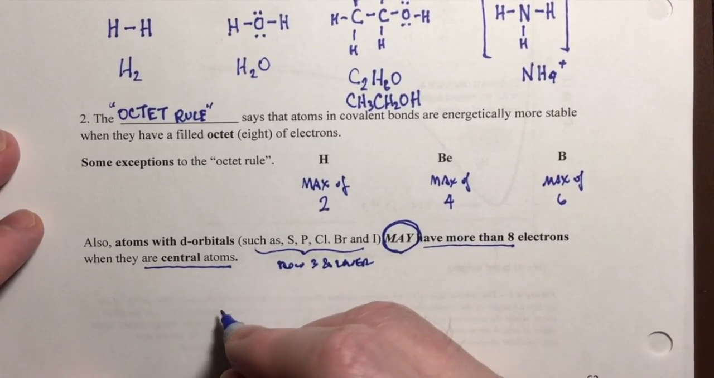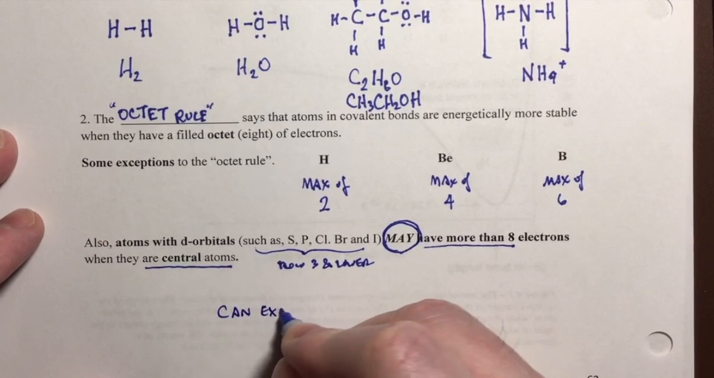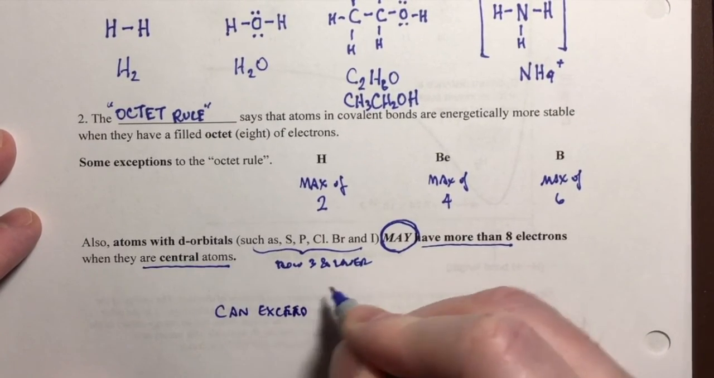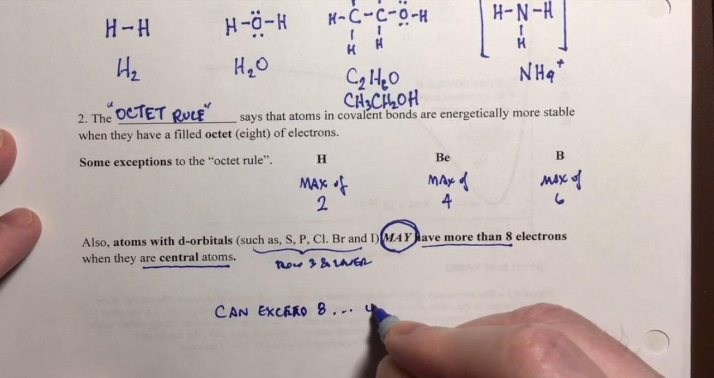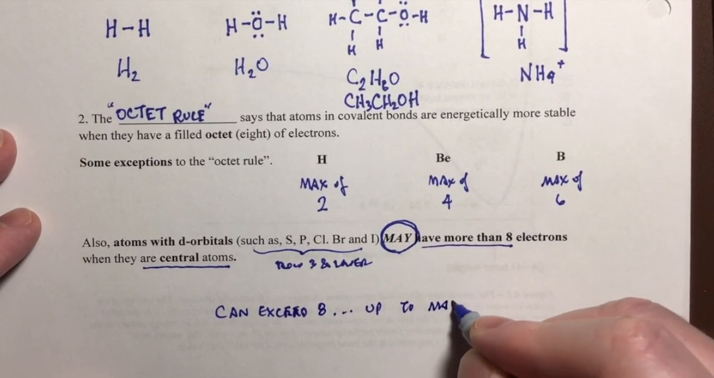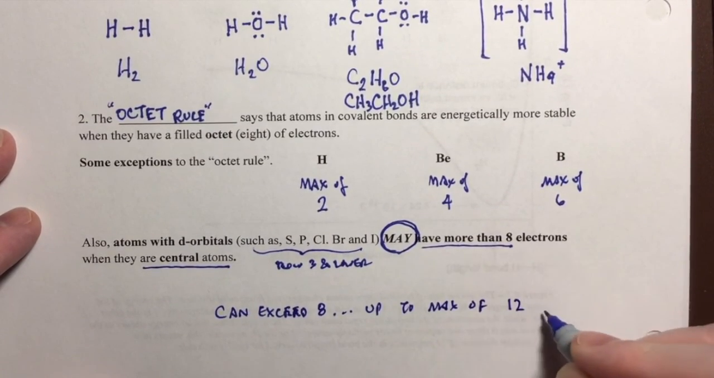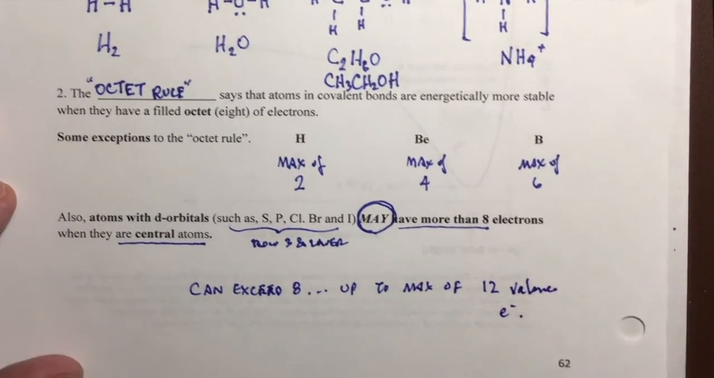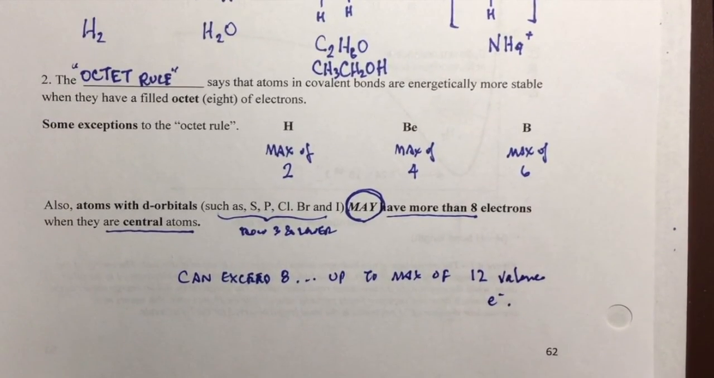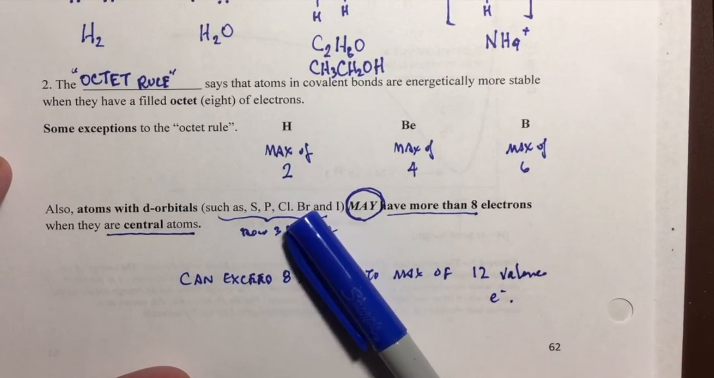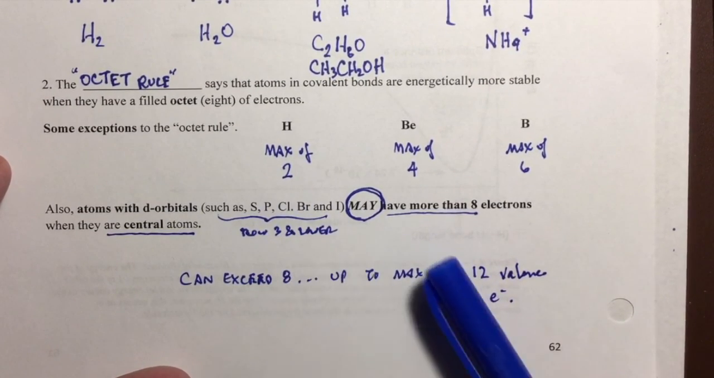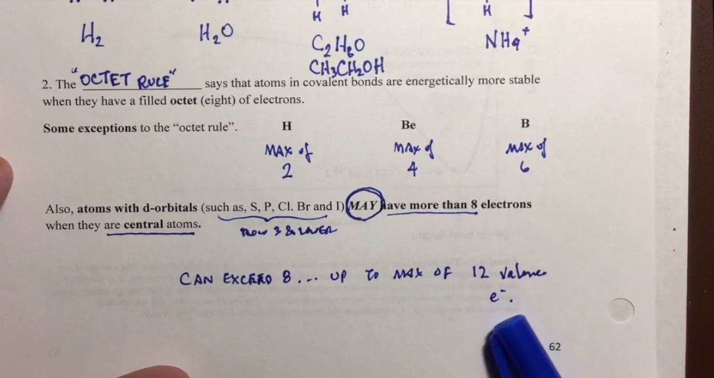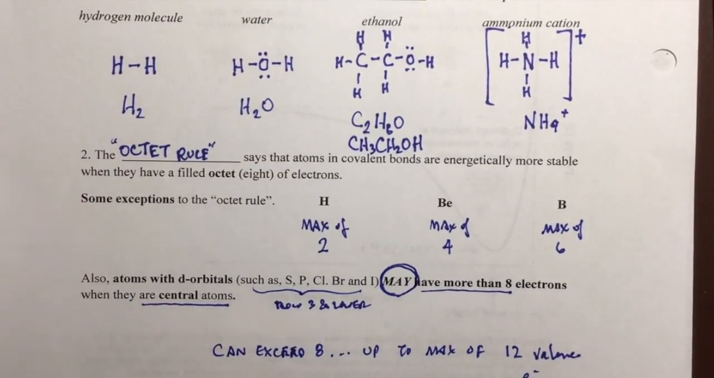And they can exceed 8 up to a max of 12 valence electrons around them. So you could conceivably have an atom with up to 12 electrons around it if it's in the third row or lower and it's acting as a central atom.